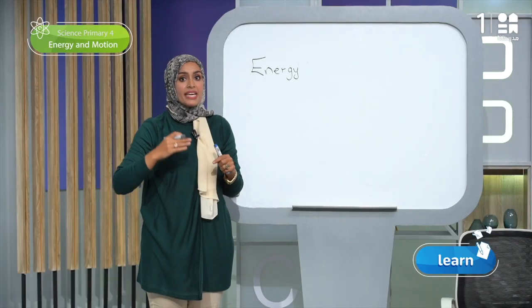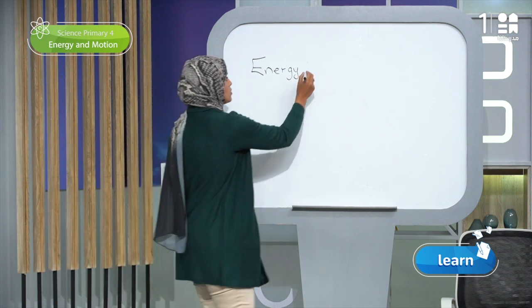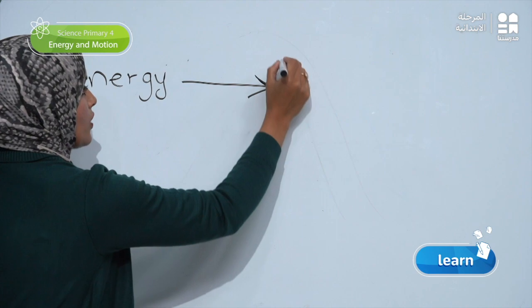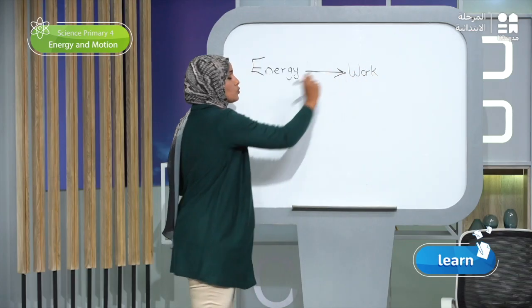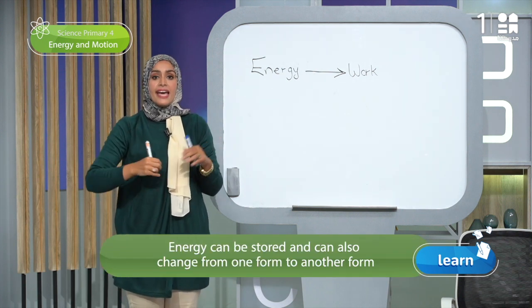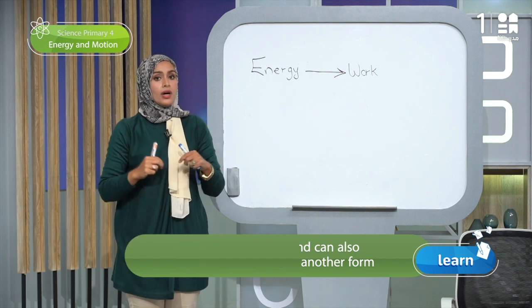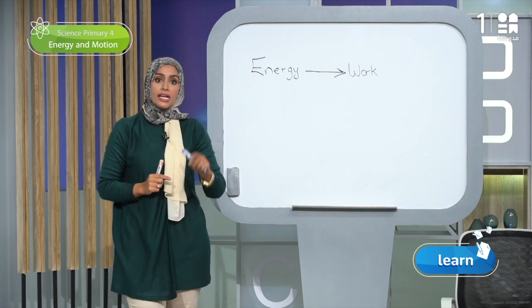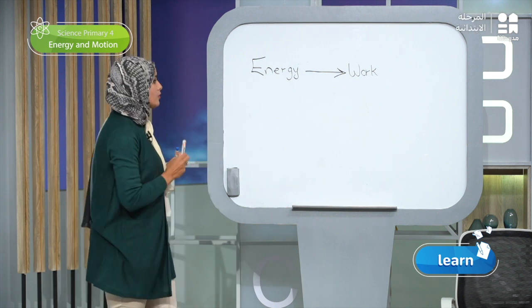And I'm going to make an arrow out of it and put the word work on the other side. So let me draw an arrow and write here the word work. So energy is the ability to do work. The second information I know is that energy can be stored and change from one form to another. So I will write under the word energy, it can change from one form to another form.